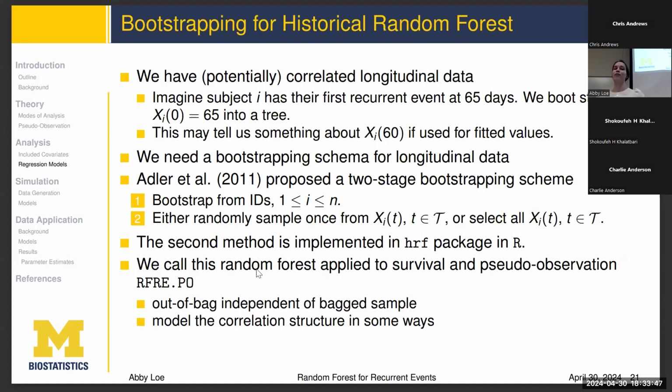So we have potentially correlated longitudinal data. We have a bunch of measures on people over time. This is a problem because if subject i has their first recurrent event at 60 days, and we bootstrap x_i(0) into a tree, this might tell us that x_i(60) should have a value of 5 without doing any type of regression or using anything on the covariates. So we have to be careful about what data gets bagged and what data doesn't get bagged.